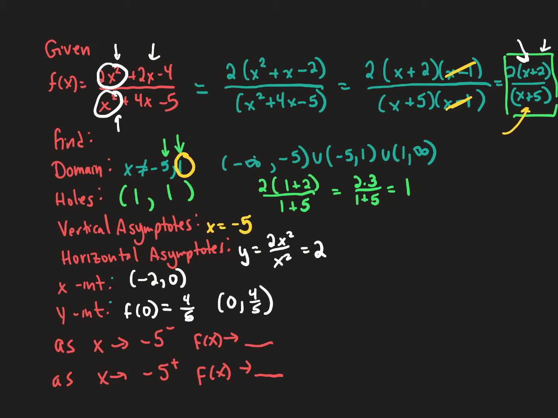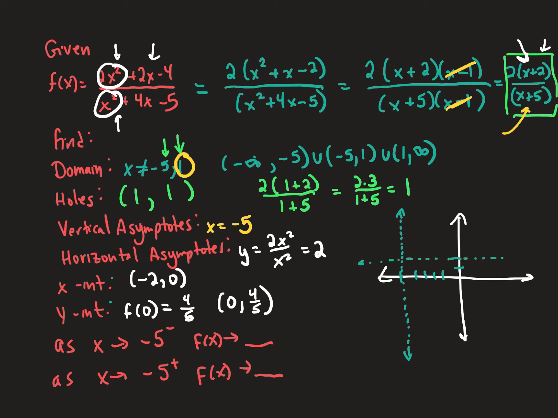Now with this information I can sketch my graph, because then it kind of talks about end behavior, what's happening as it approaches these asymptotes, things like that. So I'm going to put a little graph there, and what I know is there is a vertical asymptote at negative 5, and I know there is a horizontal asymptote at 2.